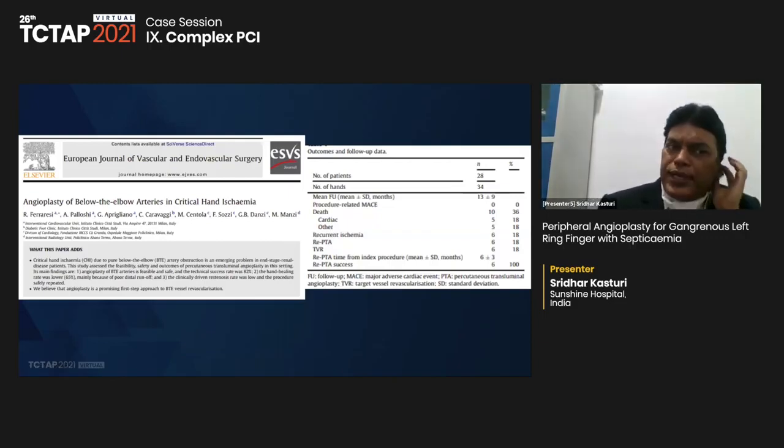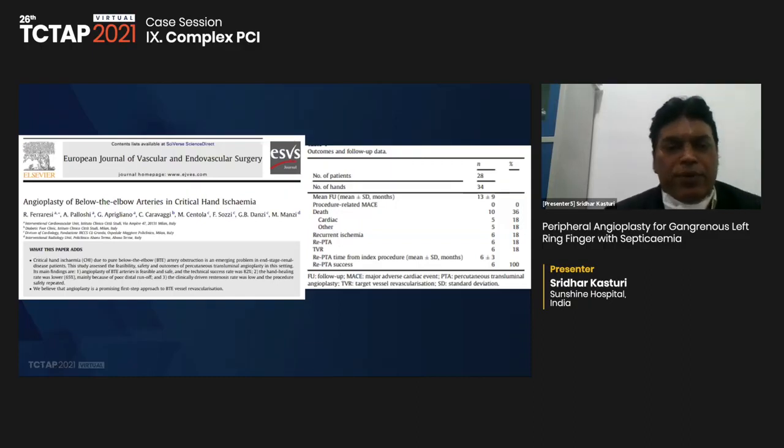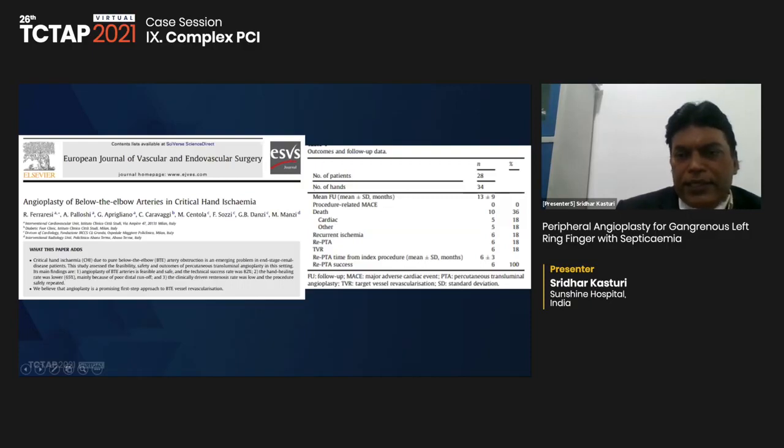There are only a few case reports available. There is one series on angioplasty of below-the-elbow arteries for critical hand ischemia. This is more often observed in patients who are suffering from renal failure. In this series, they found very clearly that the mortality rate is low and even the MACE rate is very low.